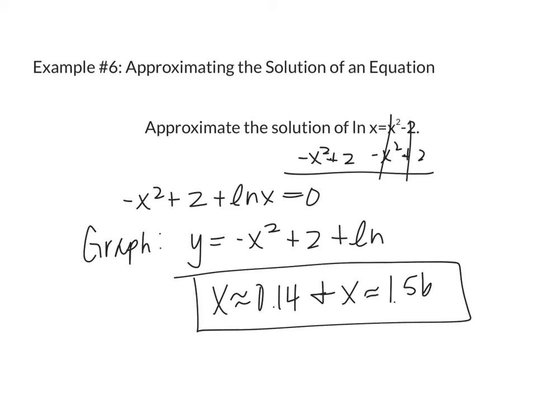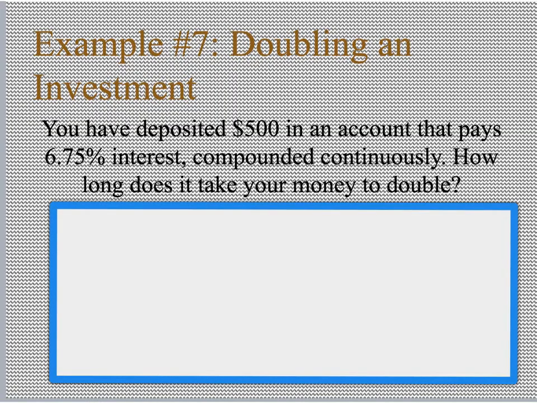All right, now we're on our last problem. In example 7, it says you have deposited $500 in an account that pays 6.75% interest compounded continuously. How long does it take your money to double? First of all, the fact that it says compounded continuously lets us know that we're going to use the formula A equals P times e to the rt power.